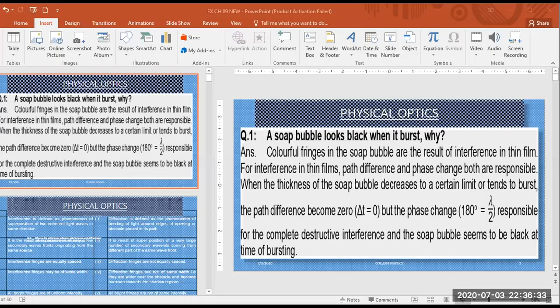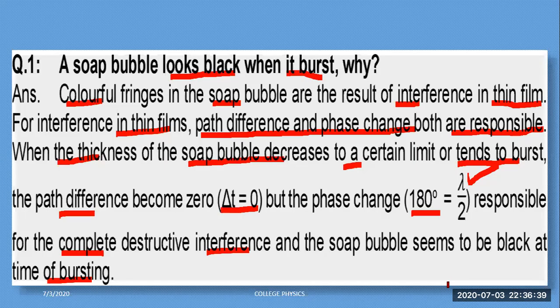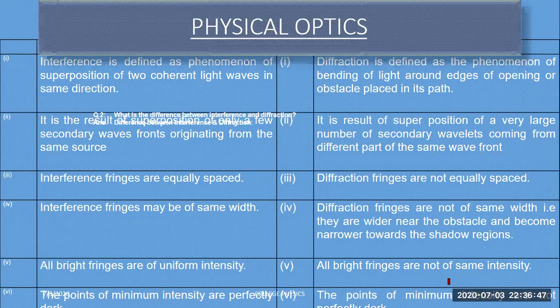So we have started the physical optics chapter, and during this chapter we have discussed the first problem, that is why the soap bubble looks black when it bursts white. After discussing this topic, we are heading towards another topic. The question is, what is the difference between interference and diffraction? So these are some of the differences. Here is the first one.